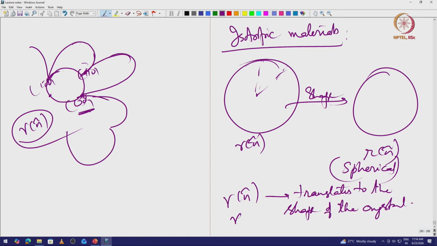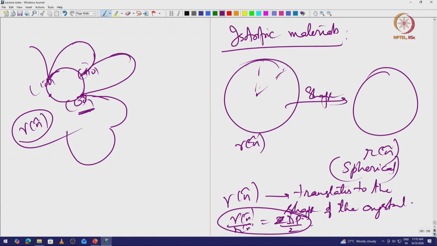Why? Because gamma by R is a constant. That is, 2 delta p, sorry, 2 gamma by R is a constant, just because there is an internal pressure of this sphere. If I increase the gamma, then to maintain the same internal pressure I have to increase the R, but the shape remains the same. If gamma of n is isotropic, R of n is also isotropic.